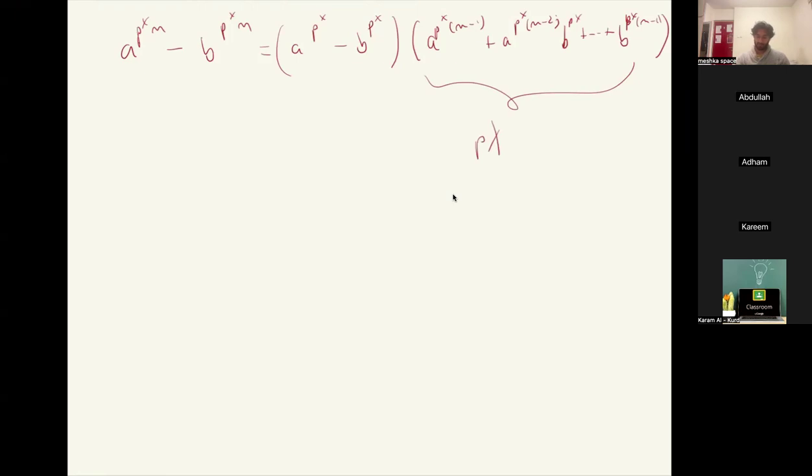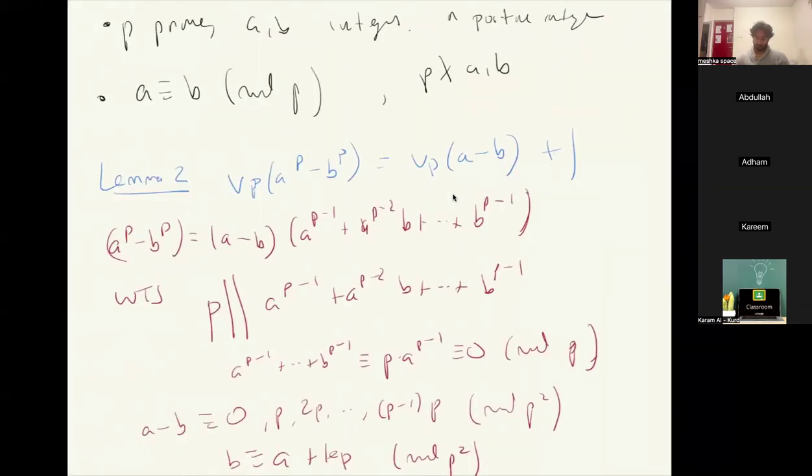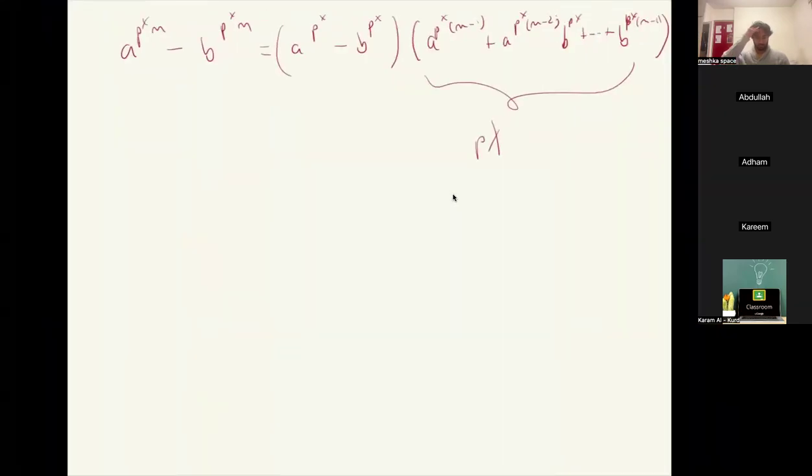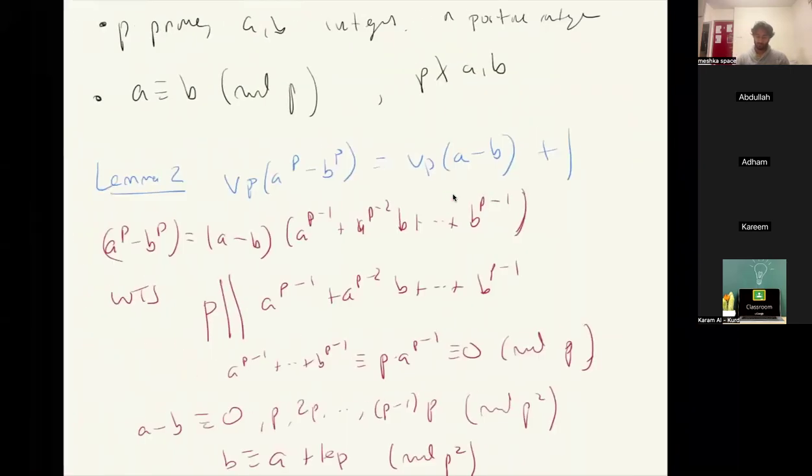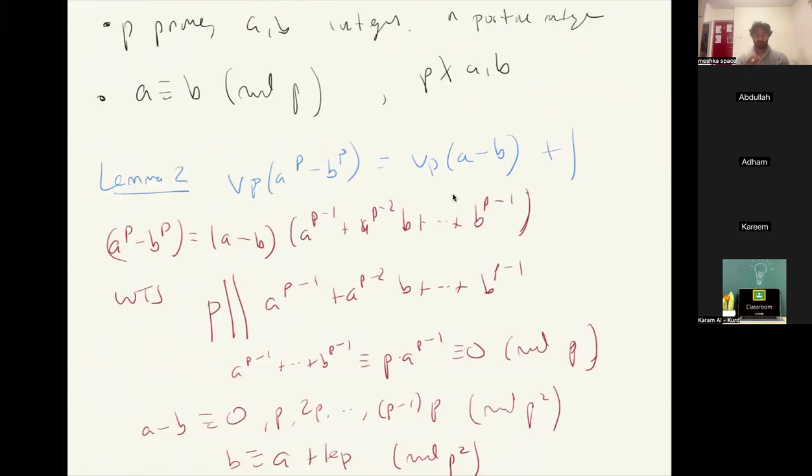We will find p does not divide this by lemma 1, right? But how do we deal with this term, like the first term? It's equivalent to lemma 2, right? Yeah, induction. So that's what we are trying to do. This is the inductive step, yes.